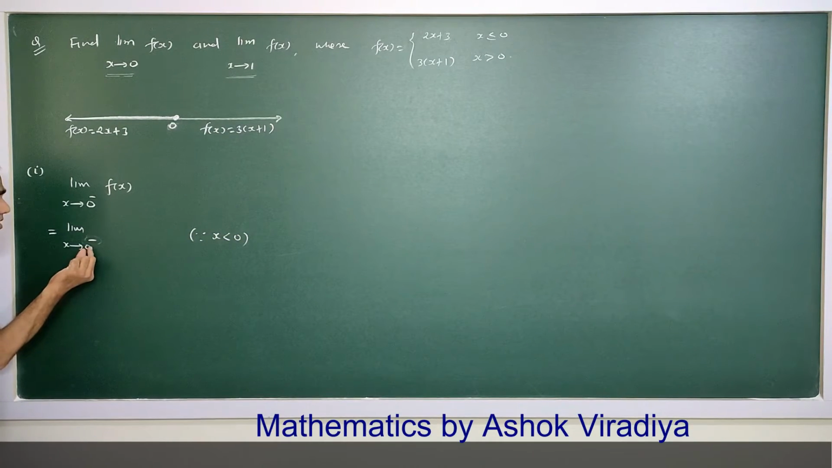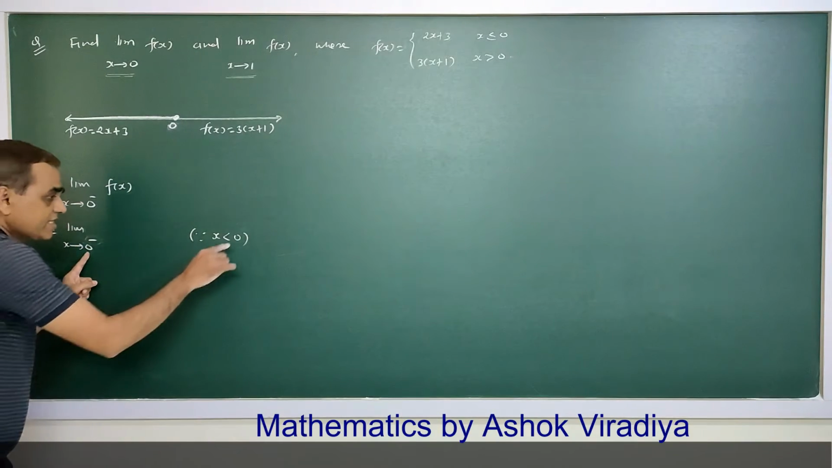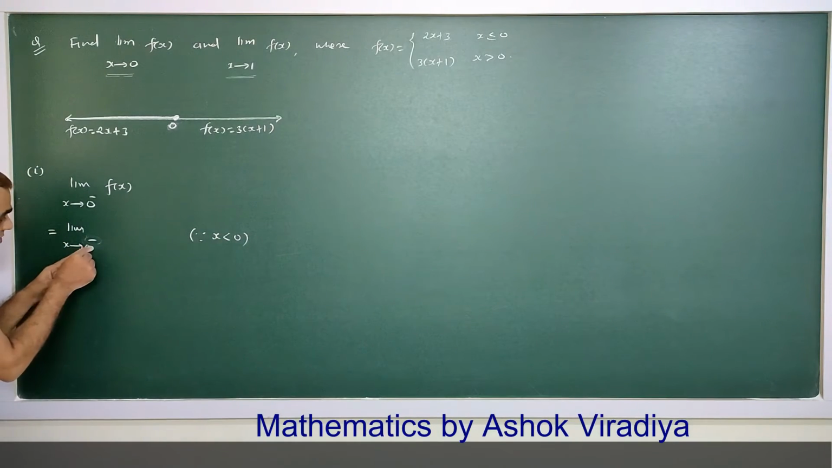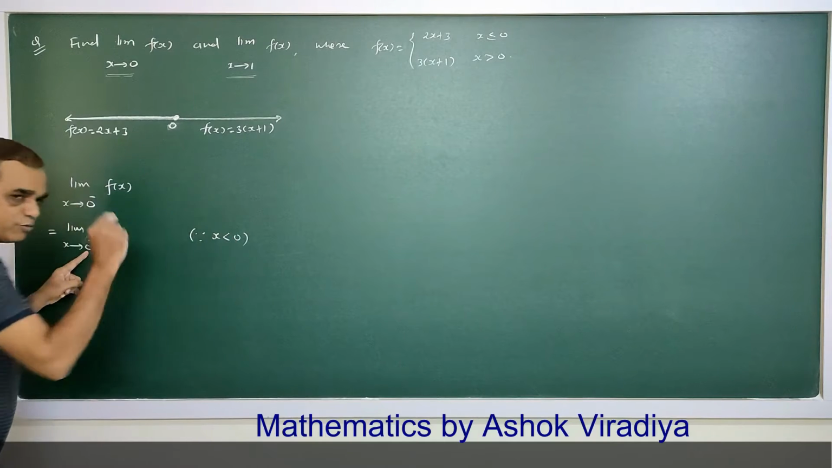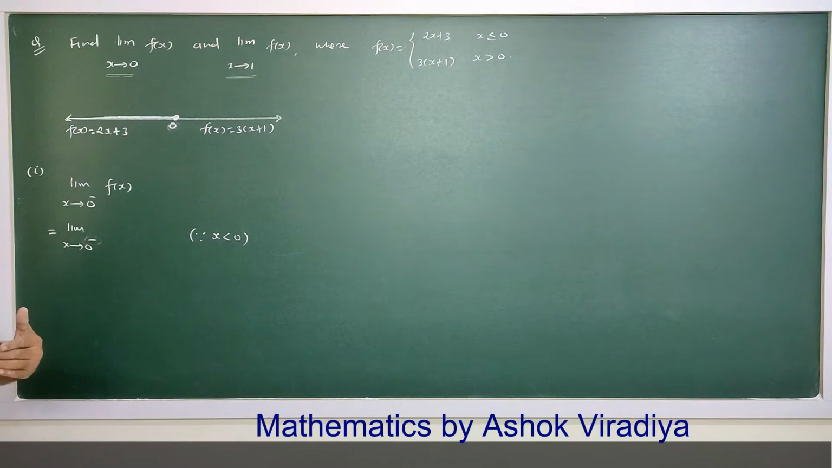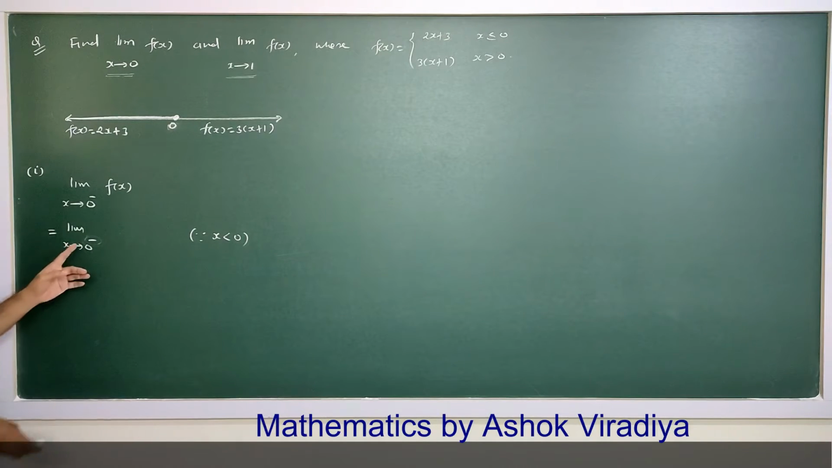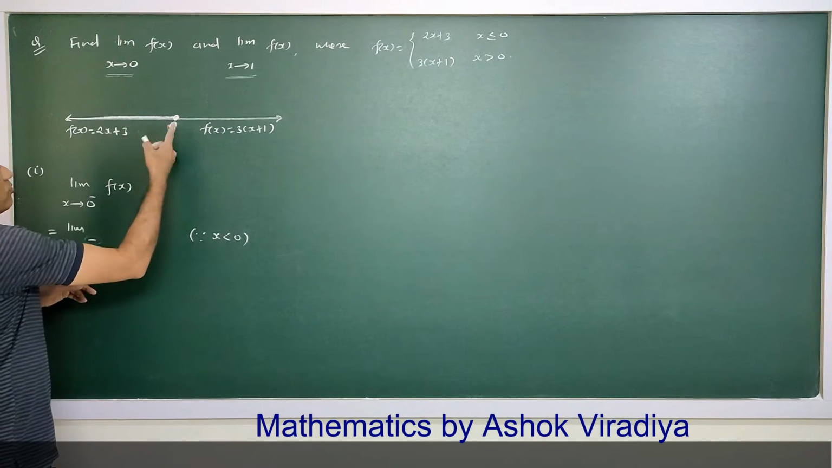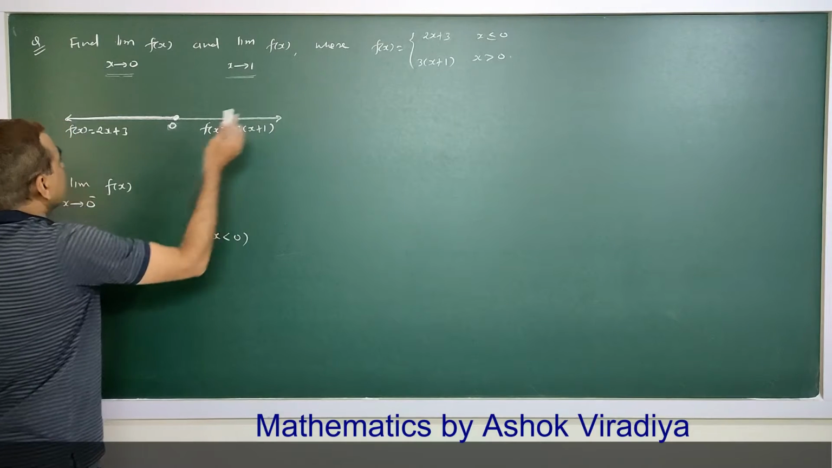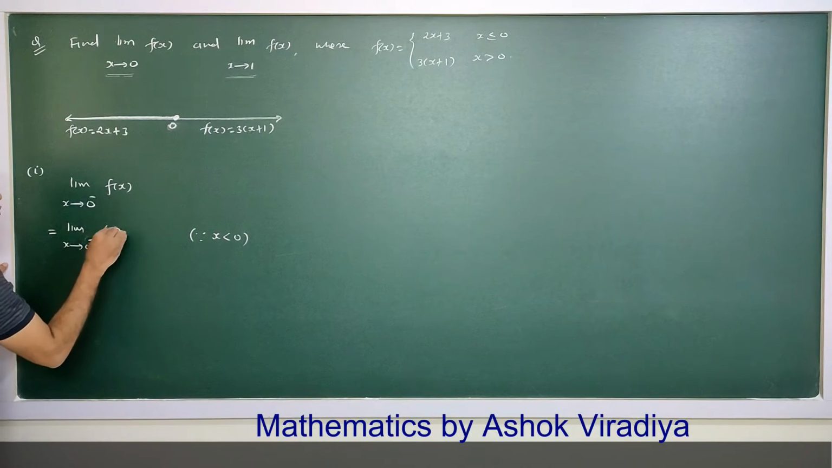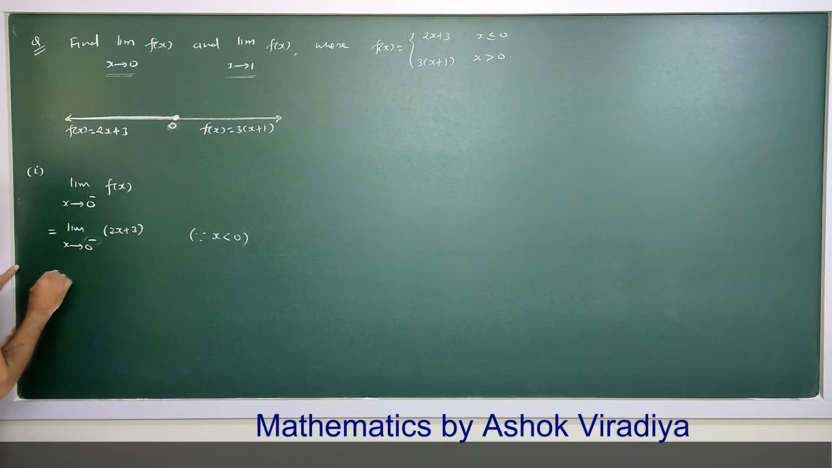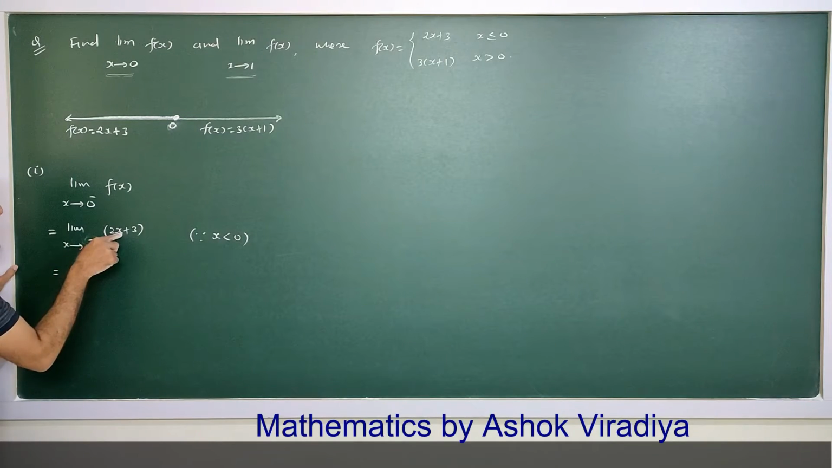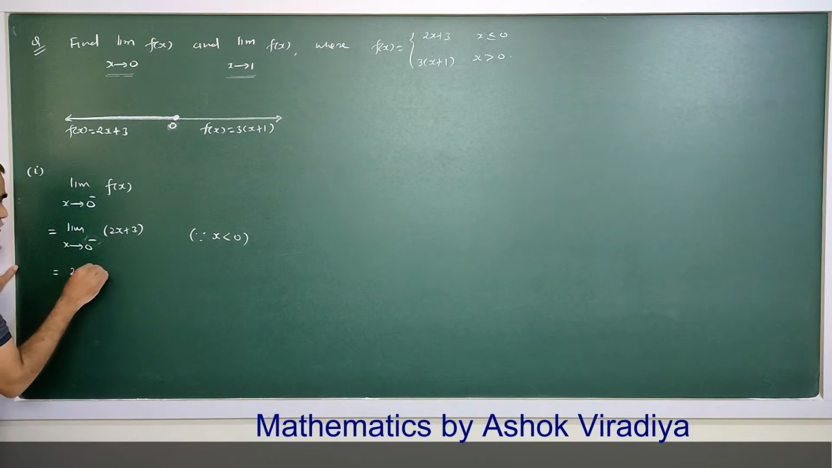If here number 3 is given, that means x is less than 3. If here 5 is given, x is less than 5. To the left of 5 means x is less than 5. If x is negative, f(x) is 2x plus 3. Now putting this value here, 2 into 0 plus 3.